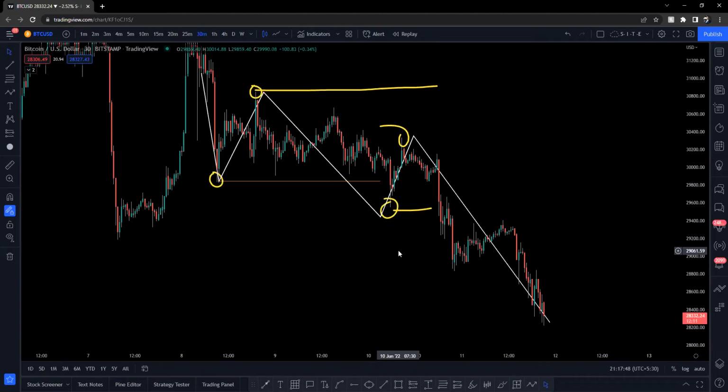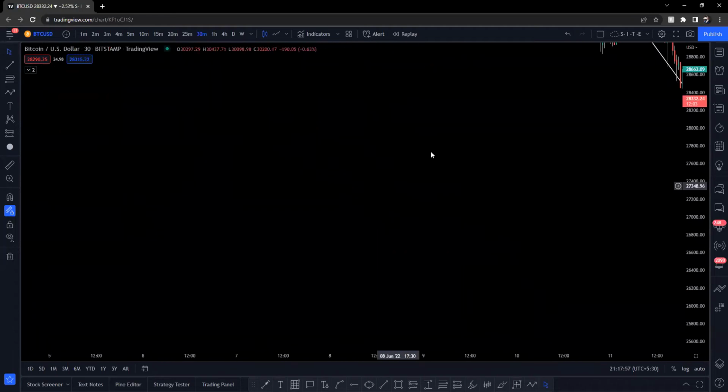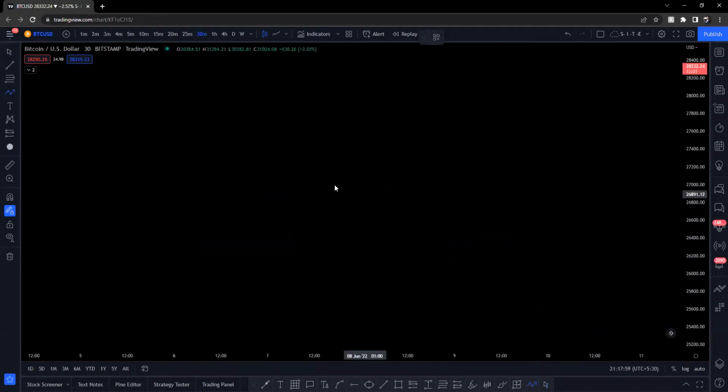A flip is a zone that makes a reaction, and the zone that caused the break is flipped. Exactly, flip works like this. Actually, I don't use flip much. Flip means supply to demand, demand to supply.